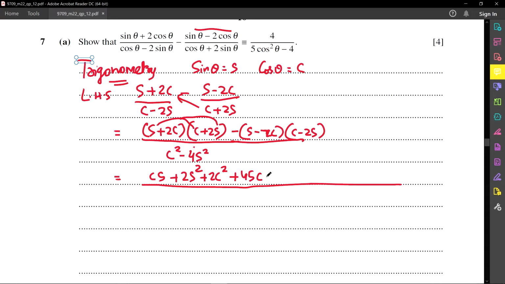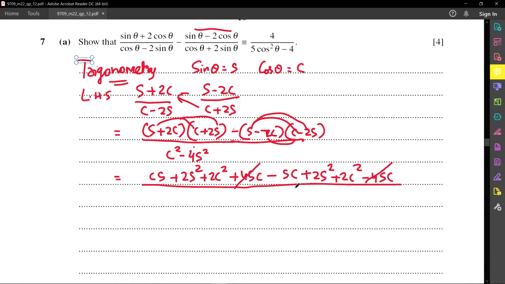And here, minus sine into cos is minus sine theta cos theta. Sine into minus 2 sine is minus 2 sine, but there's a minus here, so plus 2 sine squared. Then minus 2 cos into cos is minus 2 cos square. There's a minus again, so plus 2 cos square. And then minus 2 cos into minus 2 sine will be plus 4 cos theta sine theta, but there's a minus there, so minus 4 sine theta cos theta.